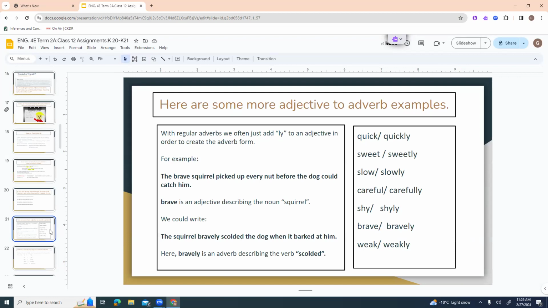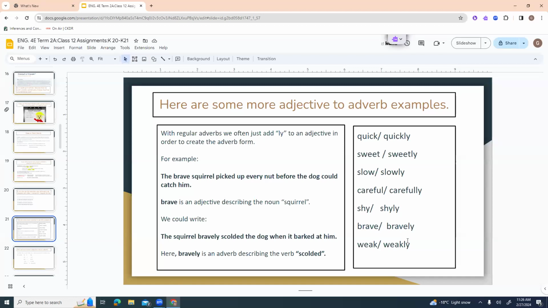So with most regular adverbs, we just add ly to an adjective in order to create the adverb form. Some examples would be quick goes to quickly, sweet goes to sweetly, slow goes to slowly, careful, carefully, shy, shyly, brave, bravely, weak, weakly.